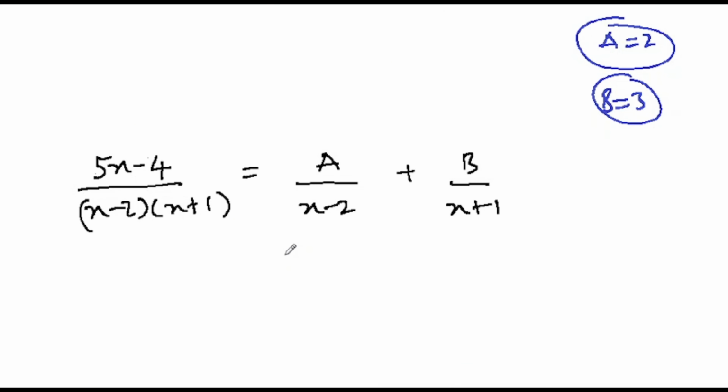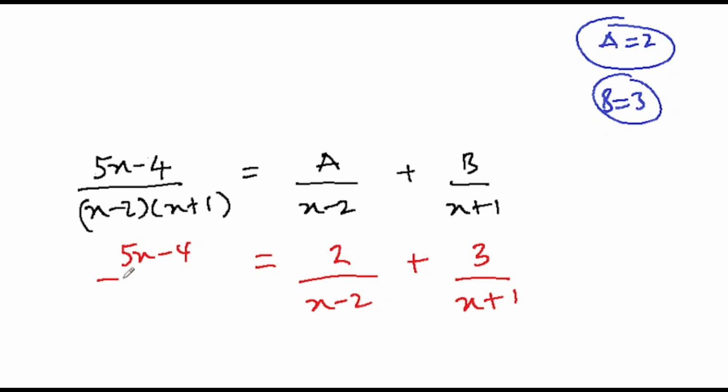Remember, this is the first step we took, splitting the algebraic fraction into two simple parts, a divided by x minus 2 plus b over x plus 1. Now we have our a to be 2, and we have 2 divided by x minus 2, and we have our b to be 3, and that will be 3 divided by x plus 1. So here's our final answer, splitting (5x - 4) divided by (x - 2)(x + 1) into two simpler fractions. Let's consider the second example.